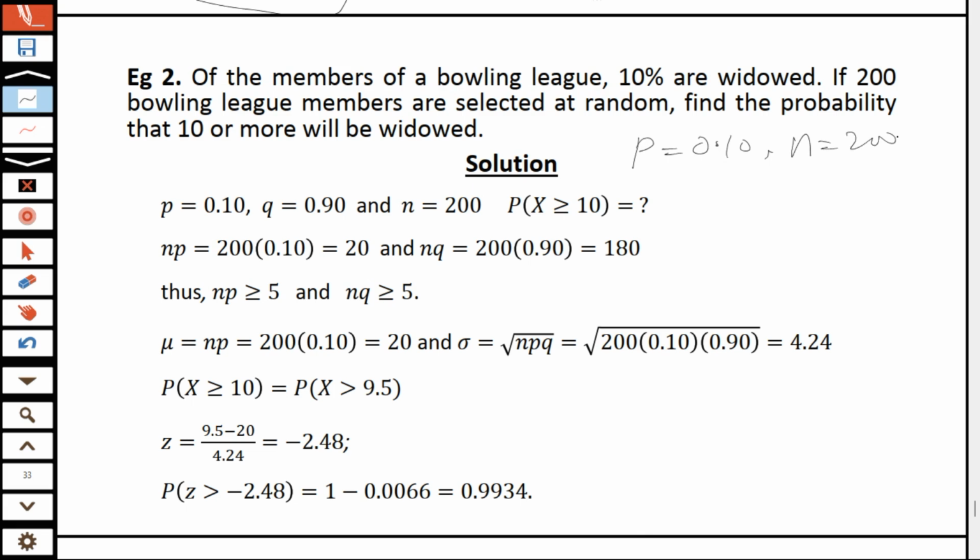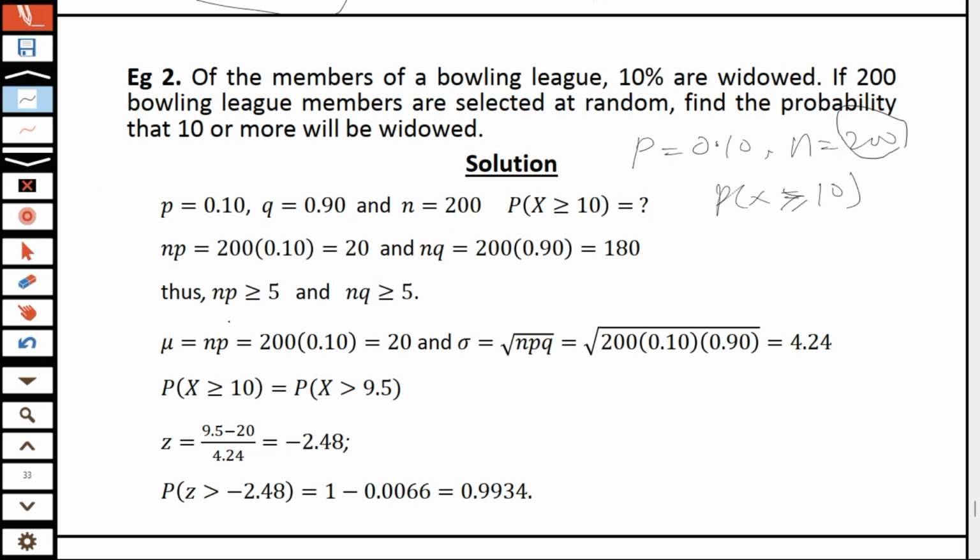Then we have our n to be what? 200. And we are asked to find the probability that our x is greater than or equal to 10. So we have this one. Our n is very huge, even if you want to put it into your calculator, you are going to get an error one way or the other. So let's test if you can use the normal to do this question.